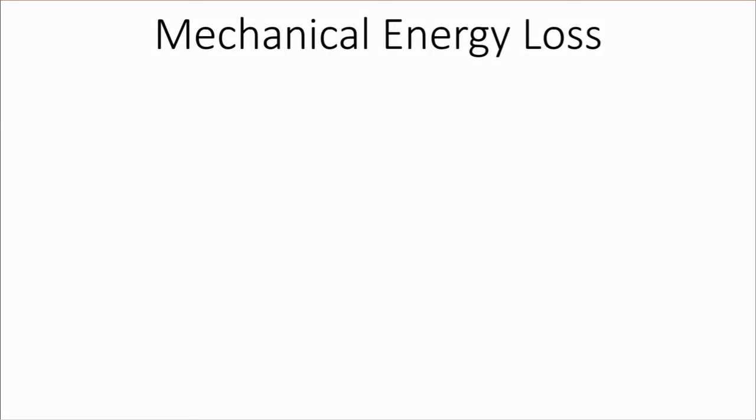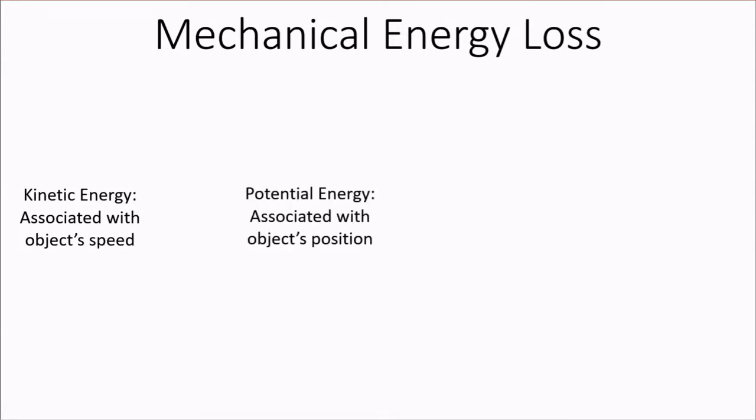Hello! In this video we will see how to solve problems with energy when some of the mechanical energy is lost. Previously we have talked about kinetic energy and potential energy, where kinetic energy is the energy associated with the object's motion, and potential energy is the energy associated with the object's position. Because these energies are related to the way an object is moving, they both fall under the category of mechanical energy. Mechanics is a term for how things move.